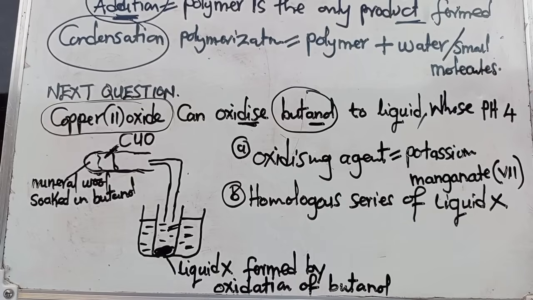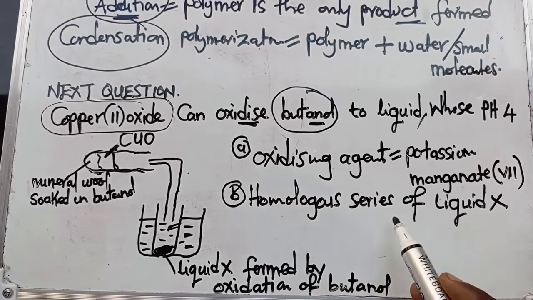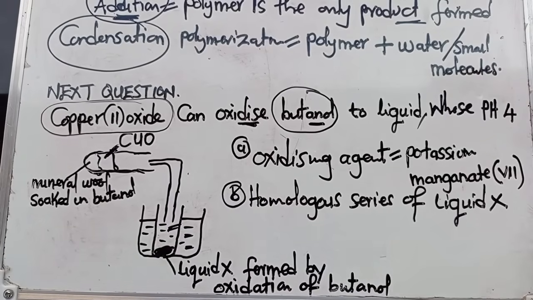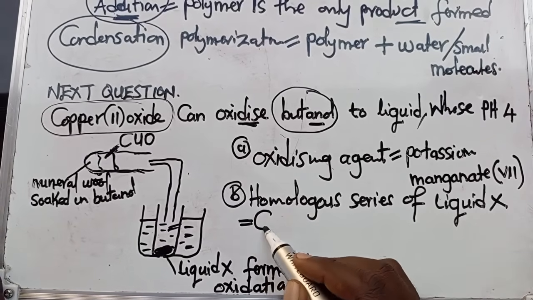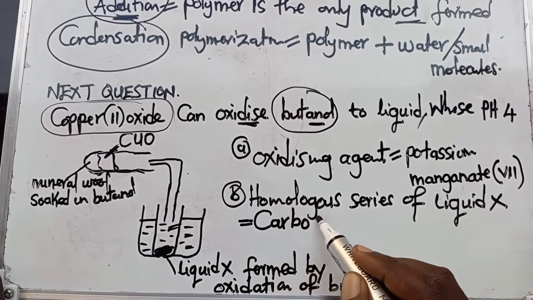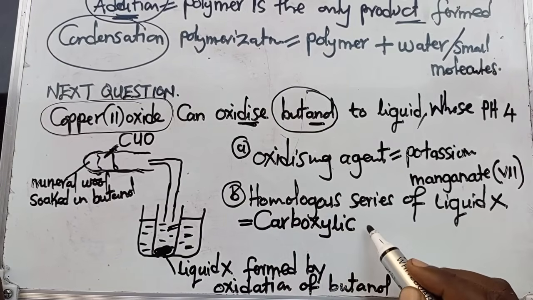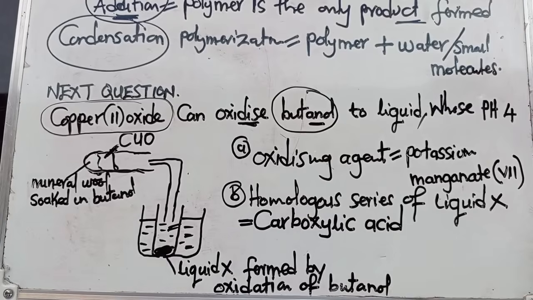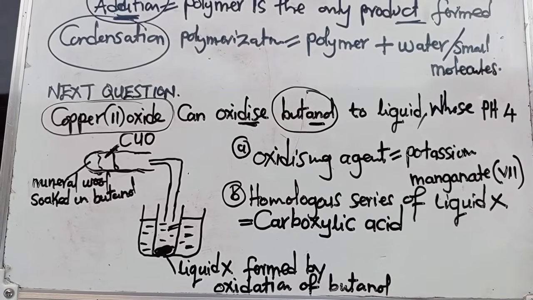So when butanol undergoes oxidation, a product that is going to be formed there is a carboxylic acid. To be specific, the name of that carboxylic acid, we are calling it butanoic acid. So we are talking about carboxylic acid. The homologous series, the family to which this acid belongs, we call it carboxylic acid. So the answer there, you just put carboxylic acid.